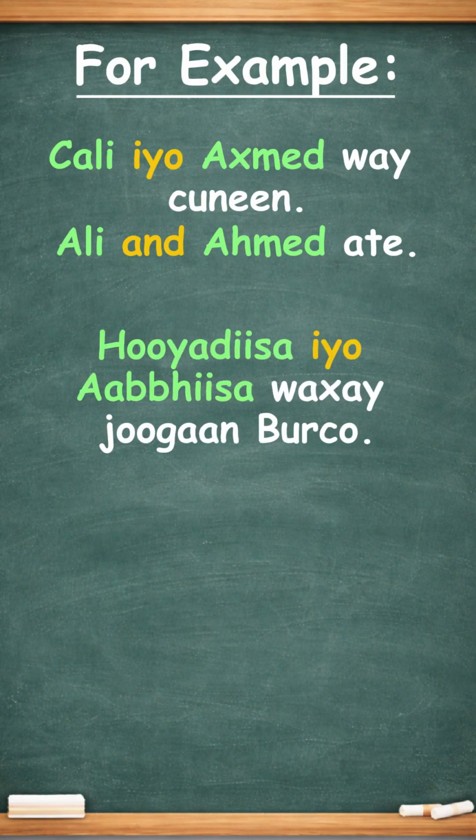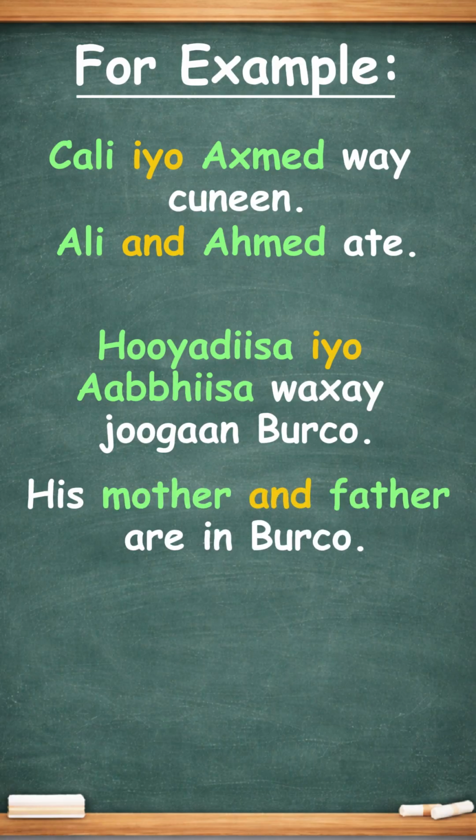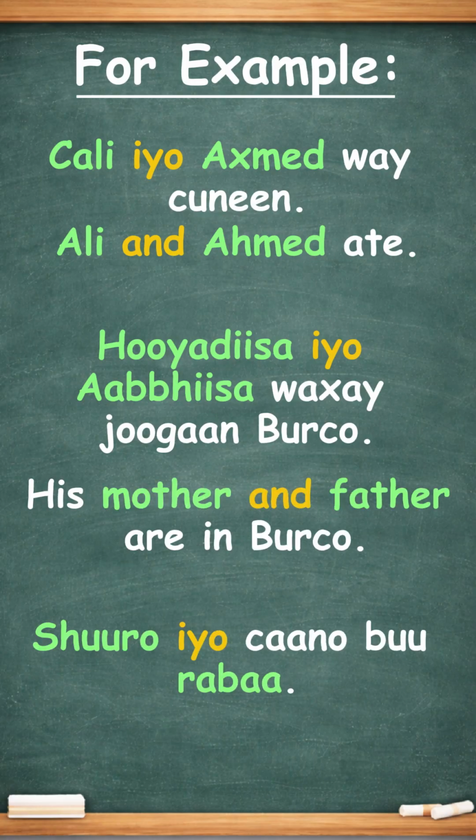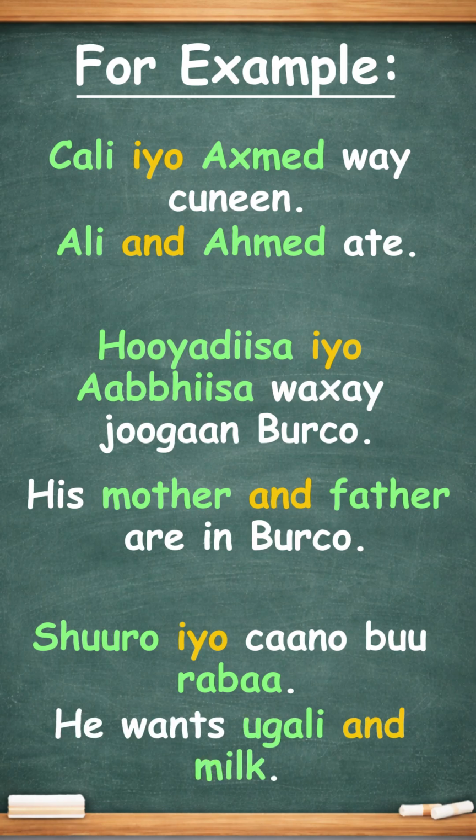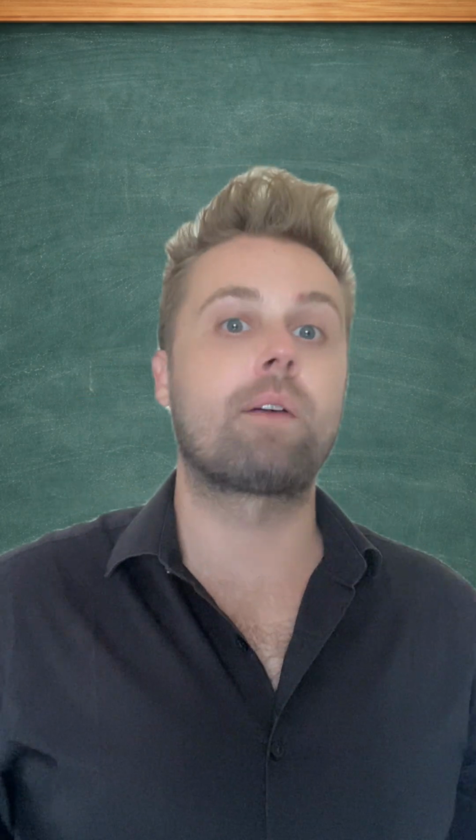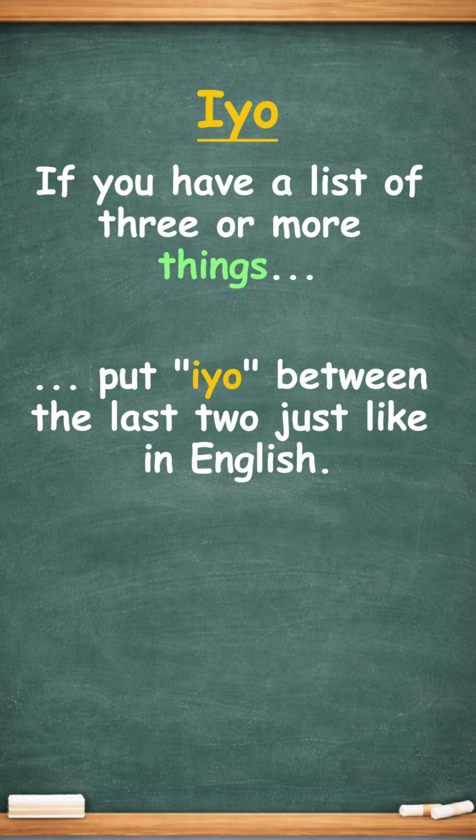Hoyadisa iyo Abahisa wahe jogan borao. His mother and father are in borao. Shuro iyo ano buraba. He wants ugali and milk. So, if you have a list of 3 or more things, only put iyo between the last 2, just like in English.